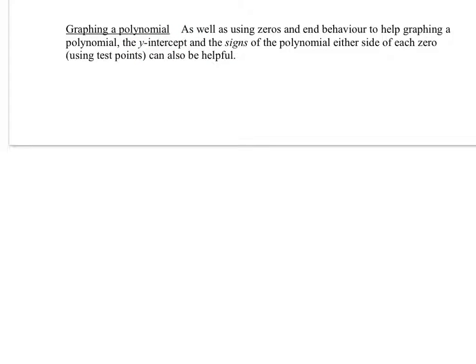And we can also look at the signs, whether the polynomial is positive or negative either side of each of the zeros. So wherever it crosses the x-axis, whether it's going to be positive or negative. And that helps us to graph a polynomial also.